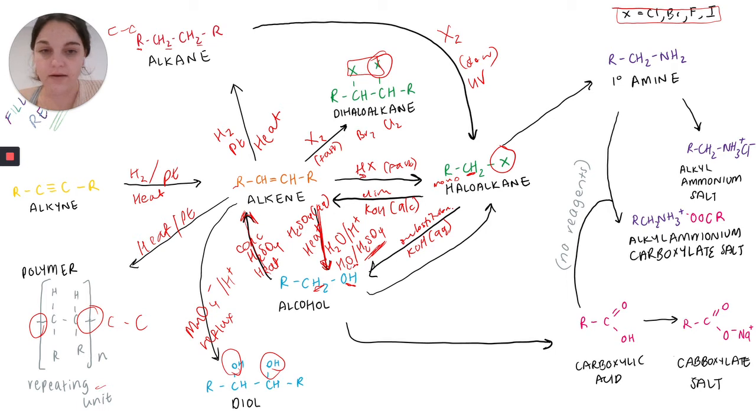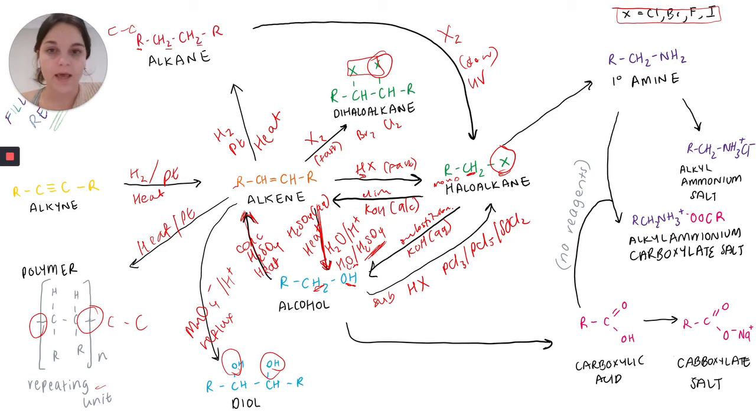Looking at an alcohol to a haloalkane, we'll need to substitute the OH for our halogen. If the halogen is like bromine, fluorine, iodine, we'd have to use HX. But if it's chlorine, we've got a few options. We could use HCl, PCl3, PCl5, SOCl2. Any of those options.